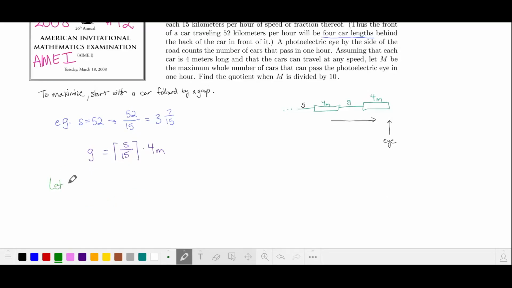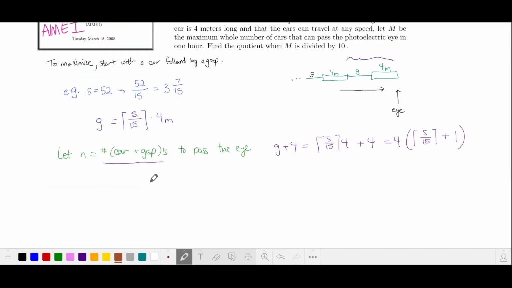meters. We'll let n be the number of these intervals consisting of a car plus the gap that follows it. The length of this car plus gap interval is going to be g plus 4, and we'll substitute for g. The ceiling of s over 15 times 4 plus 4, and we'll factor out the 4. Let's express everything in meters.